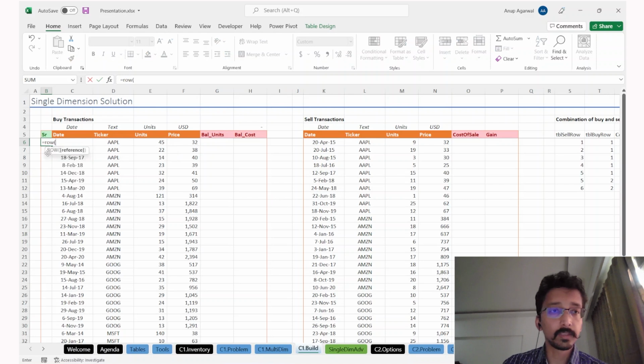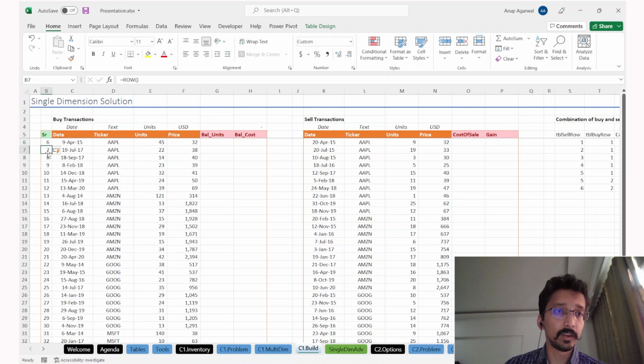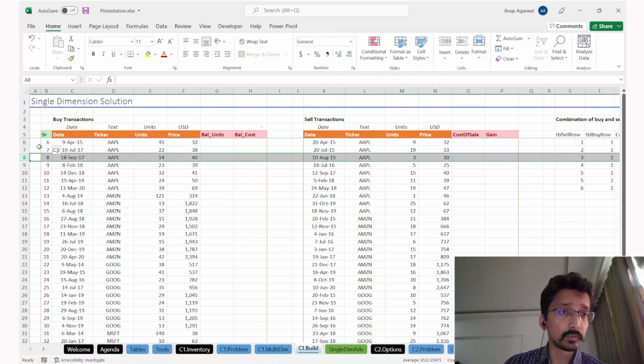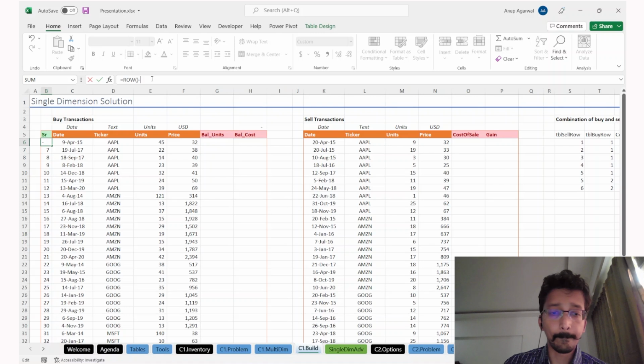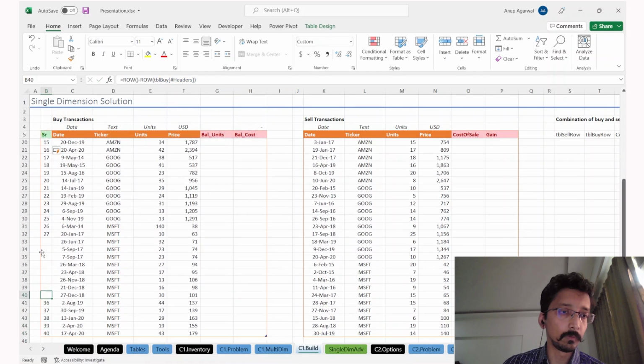And I use Excel's row function now to add a serial number. When I add row, it tells me that this is row 6, row 7, and so on. And when I subtract the row of the header, the input or the argument in that formula is this range, or it could be just a single cell on this table or this header. This now gives me row numbers from 1 to 40.